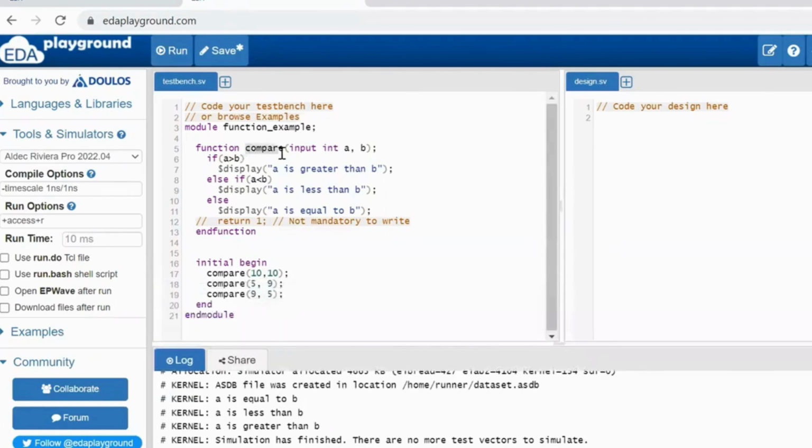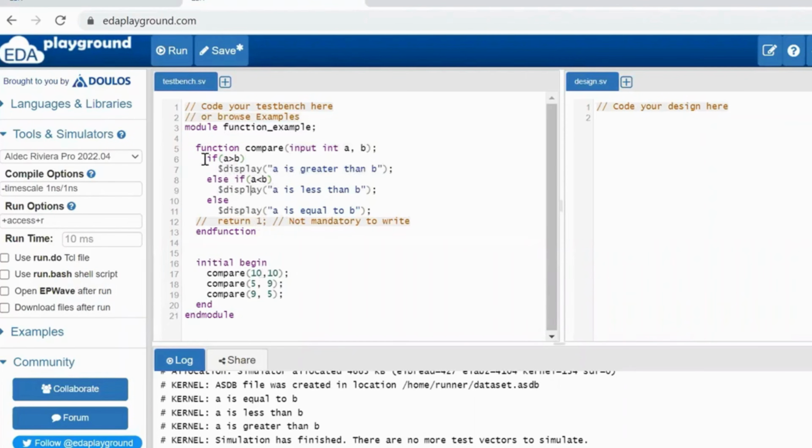Function name is compare and we are passing these arguments like a input. A function returns a value, so there is no need to mention the output in the arguments. If a is greater than b, it displays some statement. Else if a is less than b, some statement, else it displays another statement.